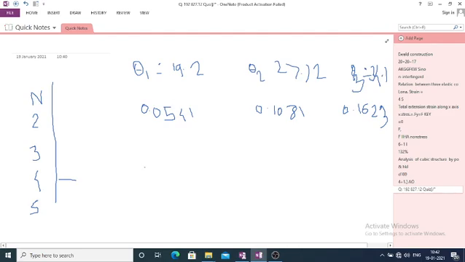So for 4 it becomes 0.0271, and this is 0.0541, and here is 0.0812. So similarly for the 16, we got this. So this is about your values.